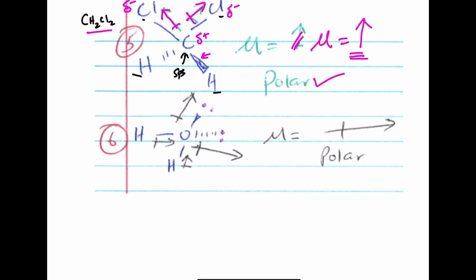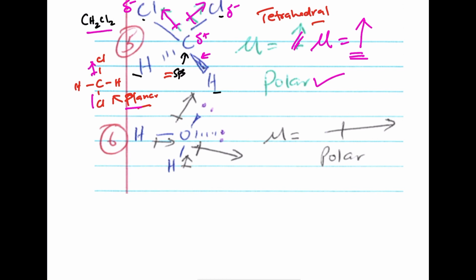Now remember, if you drew this structure wrongly, with carbon, chlorine, chlorine, hydrogen, hydrogen, this will be planar or flat, which is not the actual structure because it's not sp3. sp3 is tetrahedral shape and geometry, not planar. If you used planar, then you'll say that that chlorine dipole will cancel the other one, and therefore mu equals 0, which is actually wrong. So that's wrong. The molecule is polar.